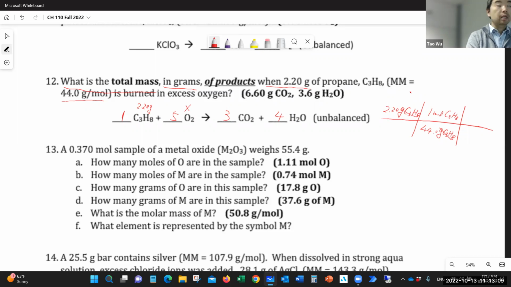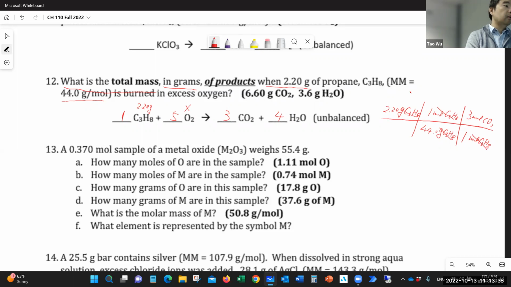That makes sense, right? 3 moles of propane generate 9 moles of CO2 because this is a 1 to 3 ratio. If you set up the equation that way, 1 mole of propane is going to generate 3 moles of CO2. Why are we doing this? It's because we try to cancel the moles of propane, and we want to get moles of CO2.